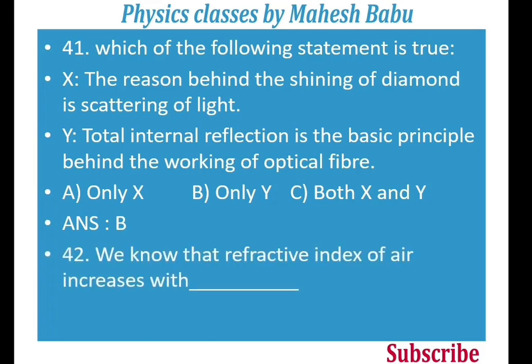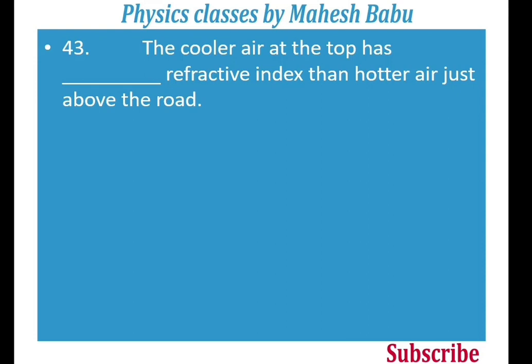Next, we know that the refractive index of air increases with density. More density, more refractive index. Lesser density, lesser refractive index. The cooler air at the top has a greater refractive index than the hotter air just above the road. We discussed cooler air at higher altitude and hotter air just above the road. Cooler air has a greater refractive index than hotter air just above the road.